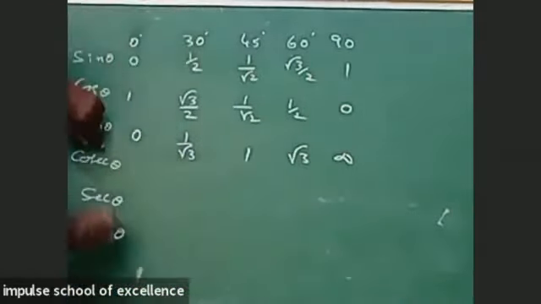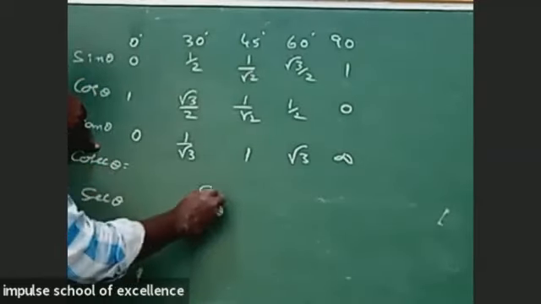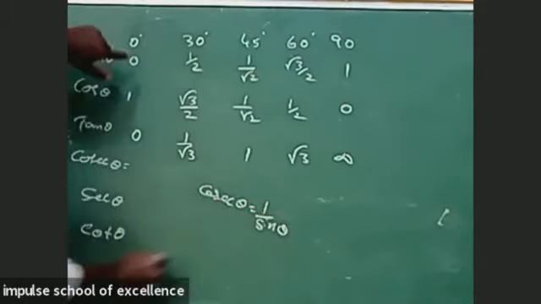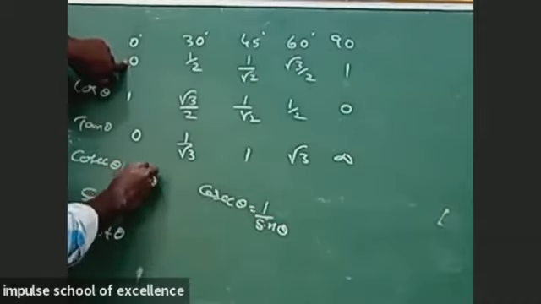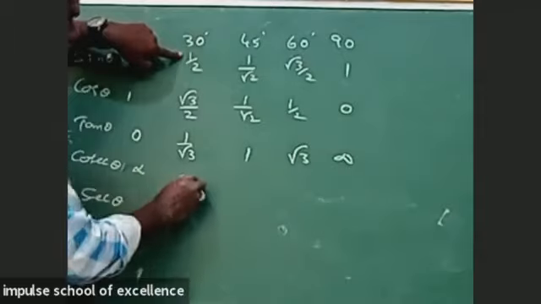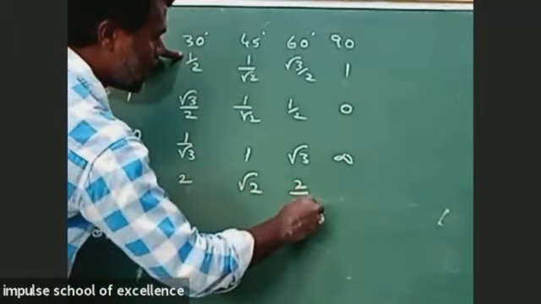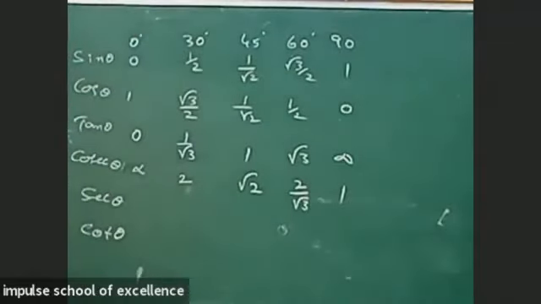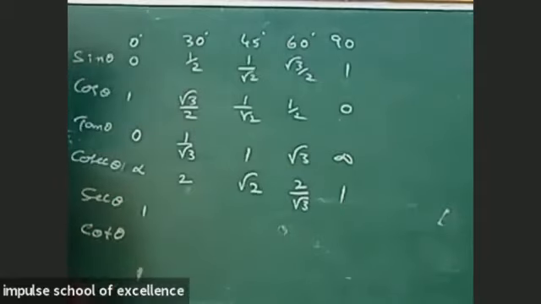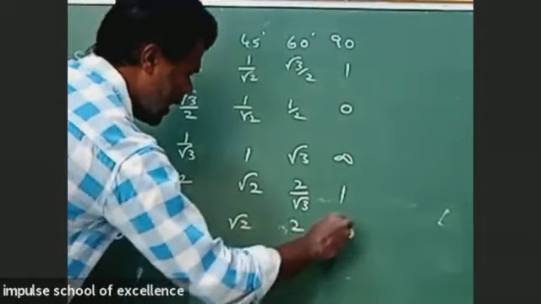And cosecant theta. We already discussed that cosecant theta is equal to 1 by sin theta. So 1 by 0 is not defined. In the same way, 1 by 1 by 2 is 2, then root 2, then 2 by root 3, and then 1. Now we want to write the reciprocal of this to get secant theta. The values are 1, 2 by root 3, root 2, 2, and infinity.